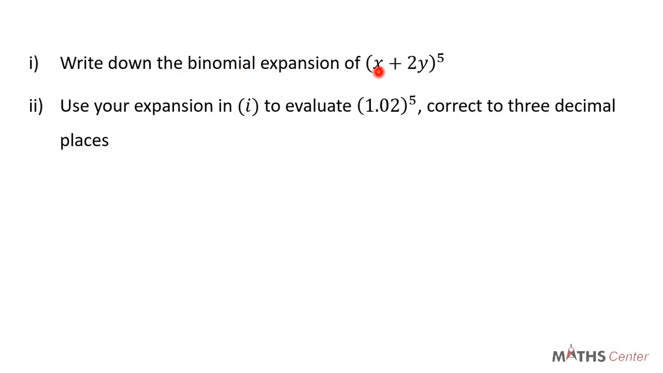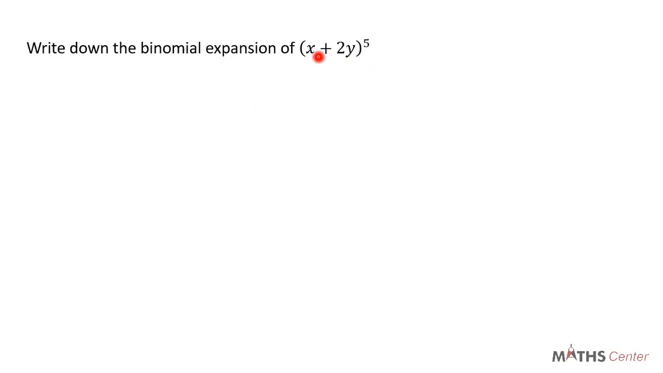So we will first expand (x + 2y)^5. Then we will use the expansion to evaluate 1.02^5. And then we will correct the answer to 3 decimal places. Let's begin with the first one, the expansion of (x + 2y)^5.